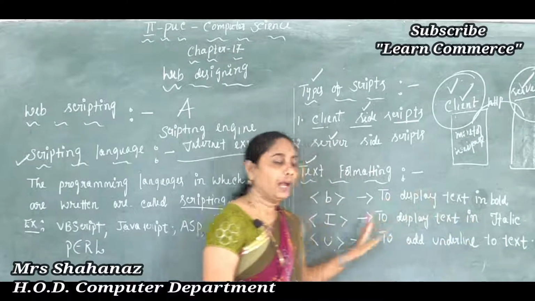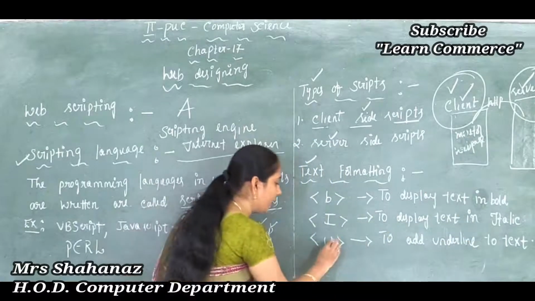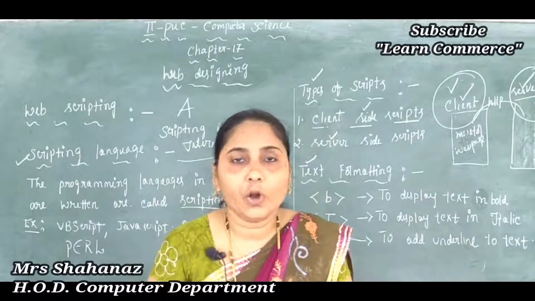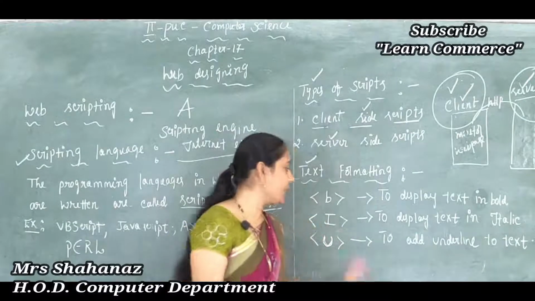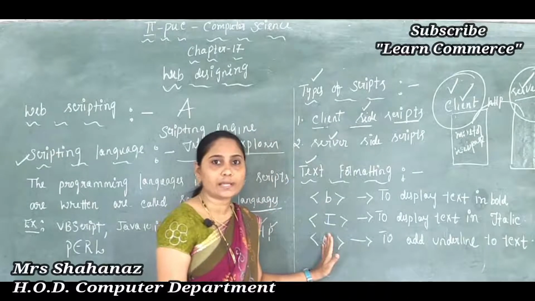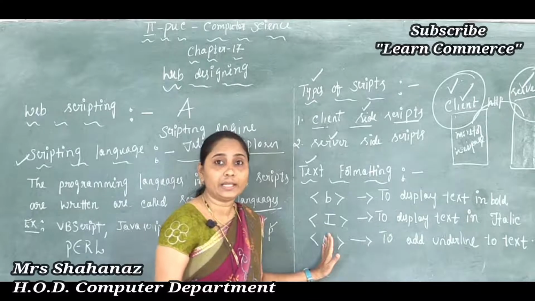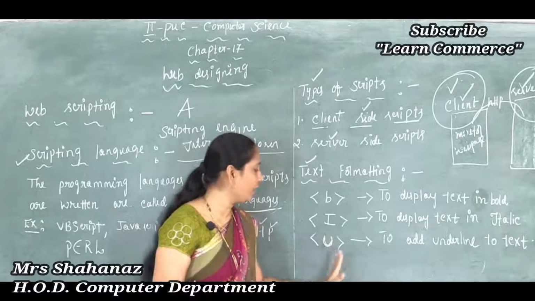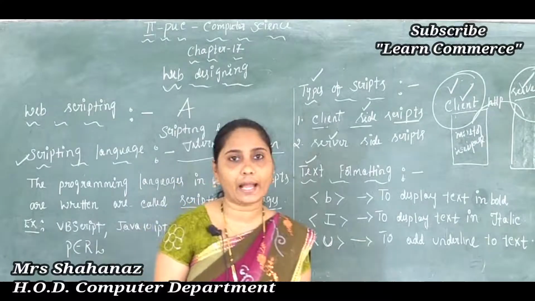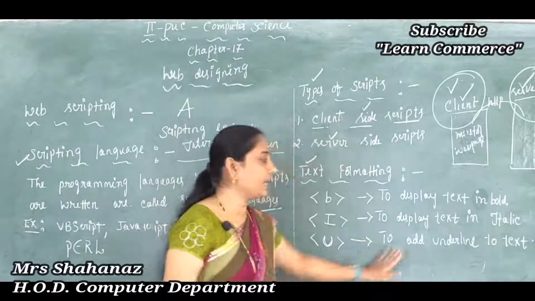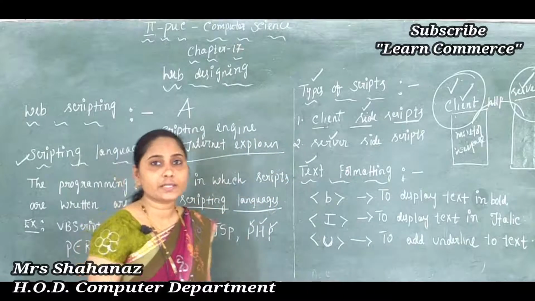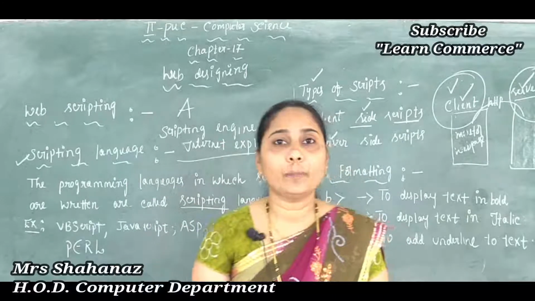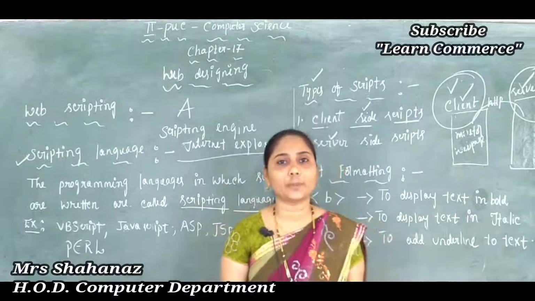Clear this point here. And next one is the U. What's the full form of the U? The full form of the U is underline. If you want to add an underline within a text, we can do that by using our underline U tag. So the U adds an underline to the text here. So this is some information about the chapter. The chapter name is web designing. So this is the end of the chapter also.